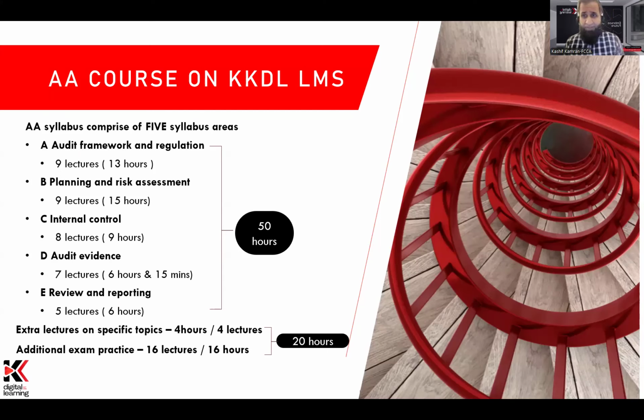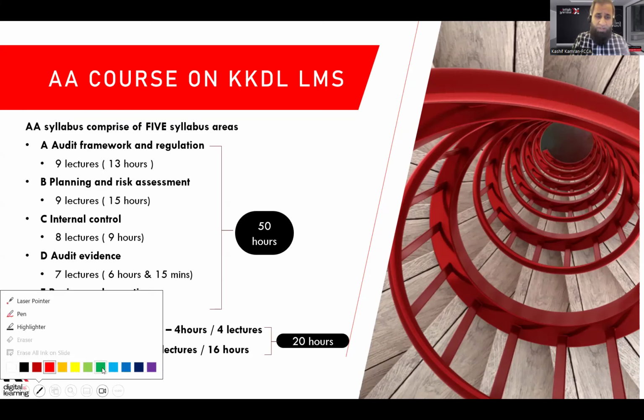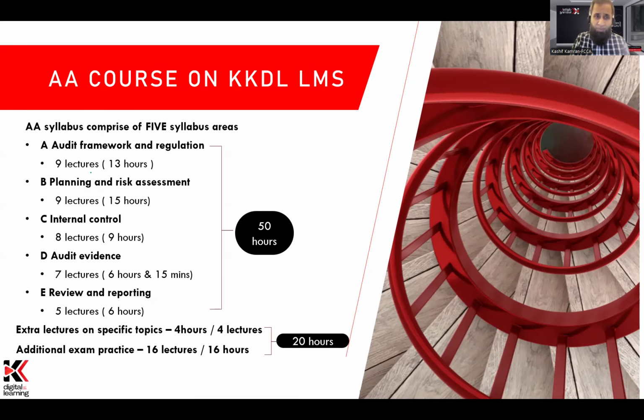Now, there are 5 syllabus areas. I already mentioned that. So I have covered lectures on each syllabus area. I'll be showing you a glimpse of the LMS shortly after covering this particular slide in front of you. Syllabus area A, which is the first one, consists of 9 lectures worth 13 hours on the LMS. Syllabus area B consists of 9 lectures of 15 hours. Syllabus area C consists of 8 lectures of 9 hours. Syllabus area D consists of 7 lectures of approximately 6 hours, and syllabus area E consists of 5 lectures of 6 hours. They accumulate to 50 hours of lectures.